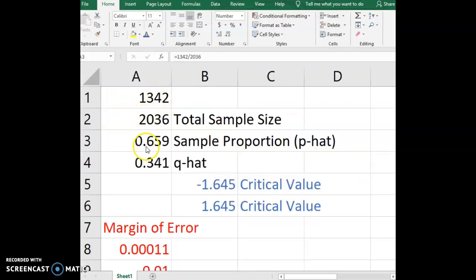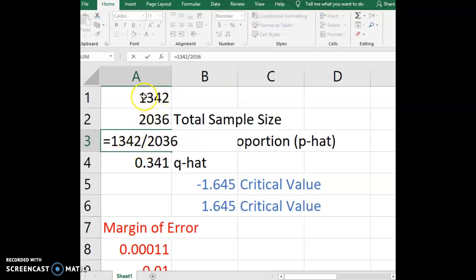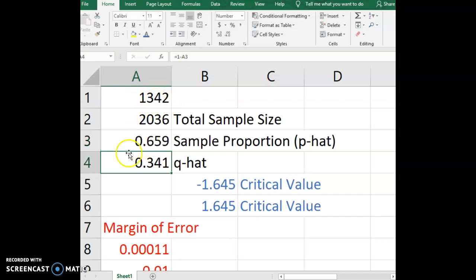So here's the information about our sample, the number who said they've made a New Year's resolution out of the total sample size. So P hat, our sample proportion, just take the number who made the resolution and divide by the total sample size. That's P hat. And Q hat, the complement of that, would just be 100%, 1 minus the proportion who have made the resolution. So there's our P hat and Q hat.